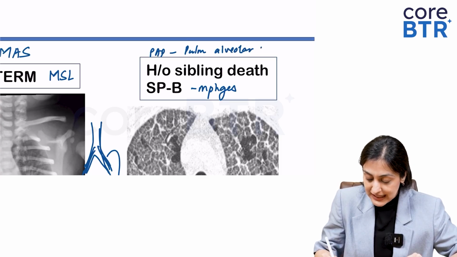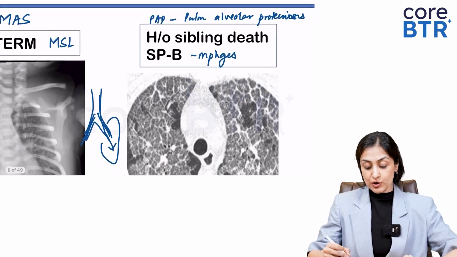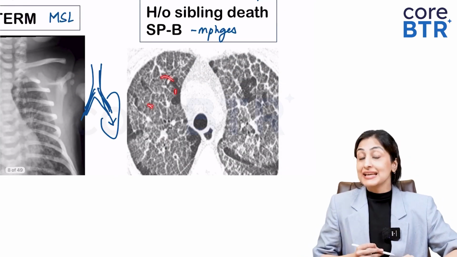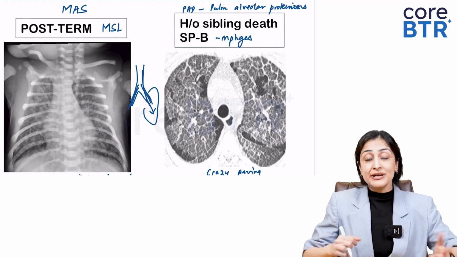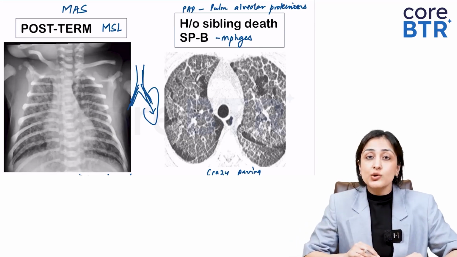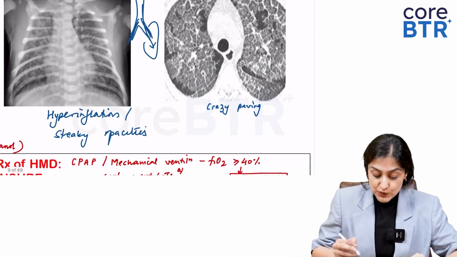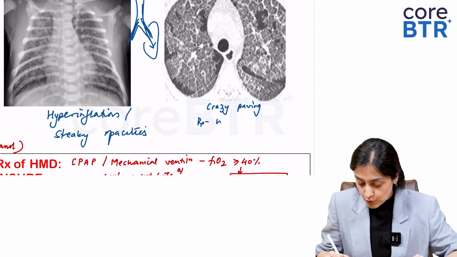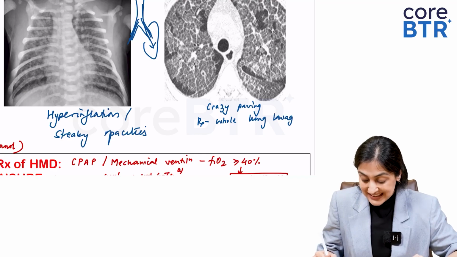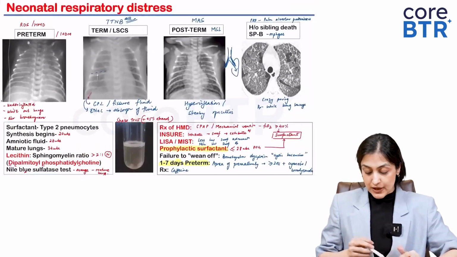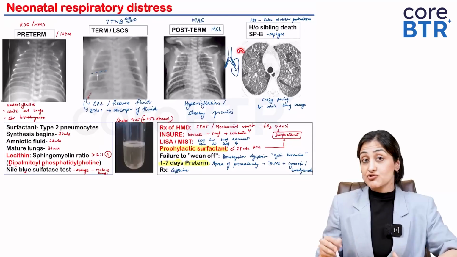Okay, so pulmonary alveolar proteinosis, as the name suggests, is where you have accumulation of this debris in the alveoli. The treatment is to clean the lungs. The surfactants are not doing it, so we clean it, right? So this is where the treatment is repeated whole lung lavage. So this child will need multiple such cleanings of the lungs. All right, so this is about respiratory distress.